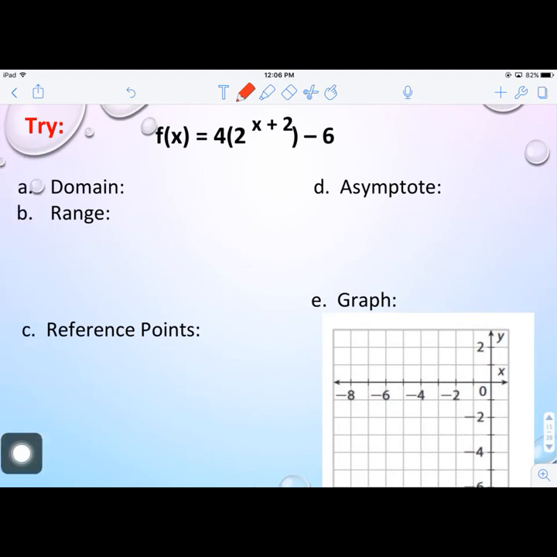And hopefully you've had a chance to try the problem. Let's take a look again at the transformations. First thing we notice is that there's a 4 in front, so it's a vertical stretch of 4 units, and then this is a +2, which means it's the opposite, kind of reverse, so we're going to have 2 units to the left. And then in the back we have a -6, so that's going to be 6 units down. So those are the transformations.